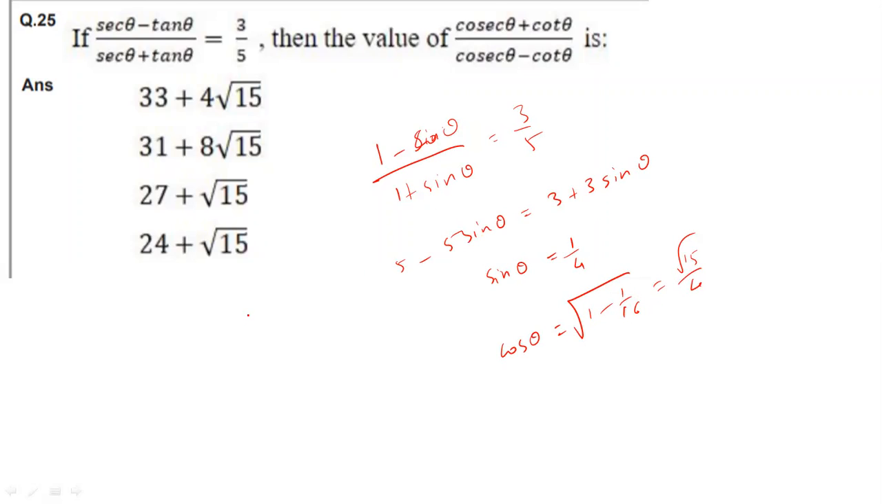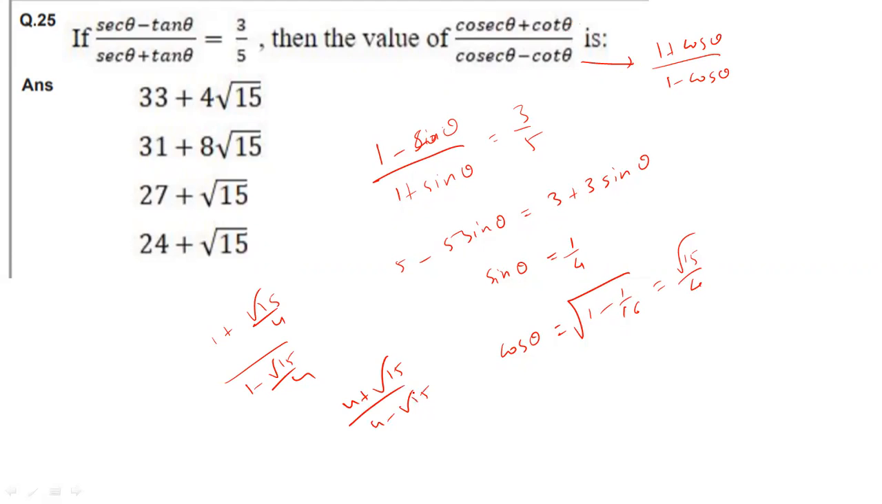Now he's asking here, this one. Cosecant means 1 by sine. This is cos by sine. So finally this expression becomes 1 plus cos by 1 minus cos. So 1 plus root 15 by 4 by 1 minus root 15 by 4, which is 4 plus root 15 by 4 minus root 15. If I multiply top and bottom with 4 plus root 15, I'll get upper 4 plus root 15 whole square. Below is 16 minus 15, which is 1. It is asking for 16 plus 15, 31 plus 8 root 15 will be your answer, which is here perfectly. Go to the next question.